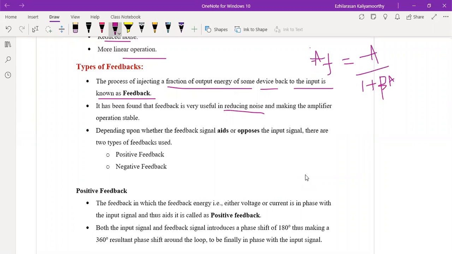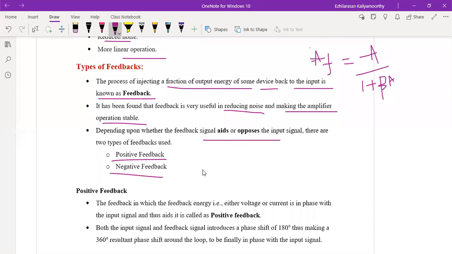So the noise will be amplified in the output because we cannot say whether only the input signal is amplified. We may think the input signal is amplified, but sometimes along with it the noise also will be amplified in the output. So feedback is very useful for reducing the noise and making the amplifier operation stable. Depending upon whether the feedback signal aids or opposes the input signal, there are two types of feedback we use: positive feedback and negative feedback.